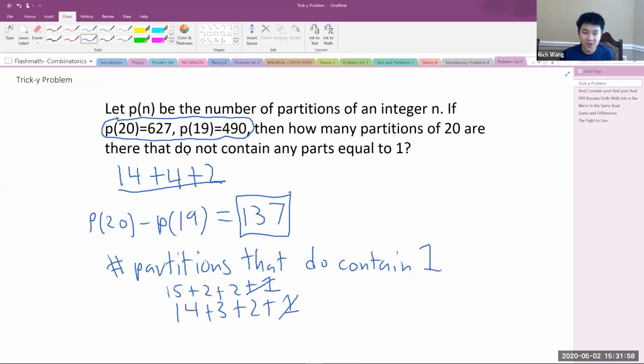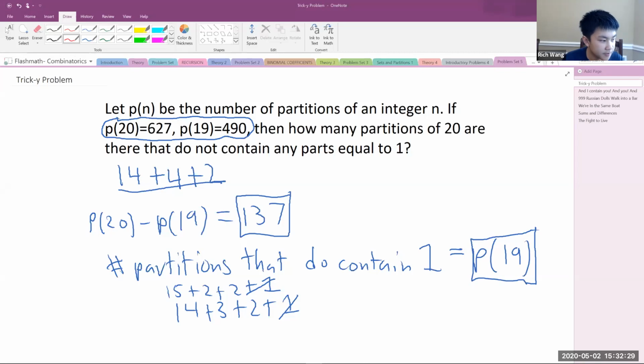So as a result, we can see that the number of partitions that do contain a 1 is actually just equal to the number of partitions of 19. And this is actually a pretty big brain blower thing. So if you have any questions at this point, feel free to ask. Anyone have any questions? I know that this is a pretty strange thing, and I went through it kind of fast. So if you want to ask, then you should definitely feel free. Let's see. Can I repeat it?